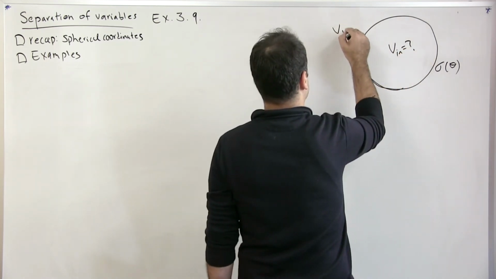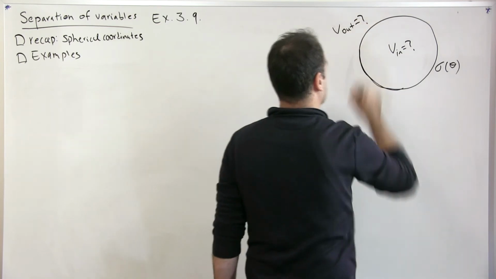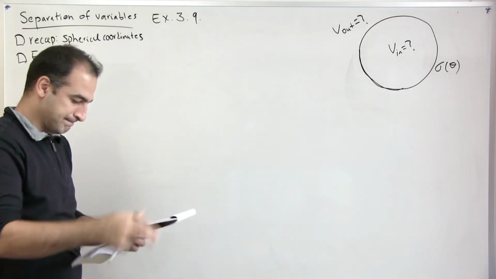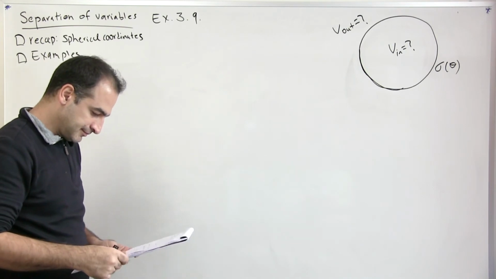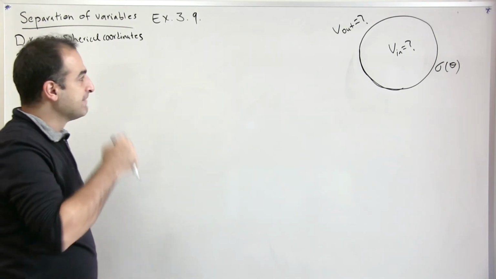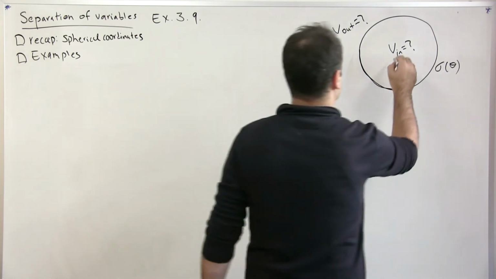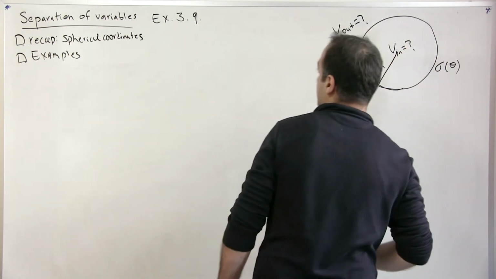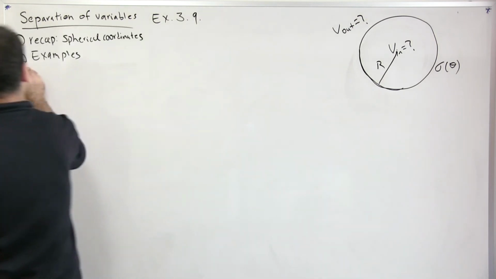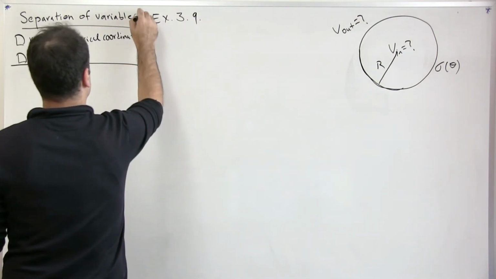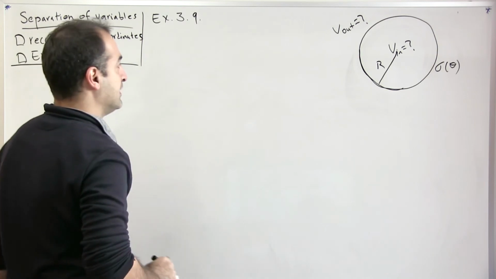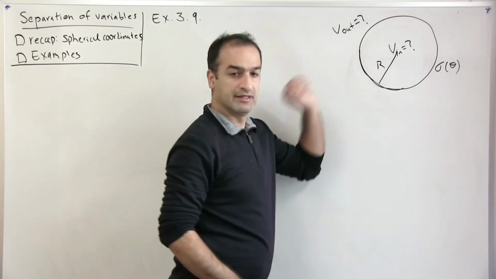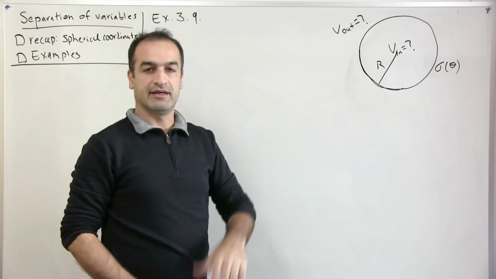And what is the potential outside the surface? Okay. So we are considering the radius being capital R. Now we have a situation where we are looking at both inside and outside the sphere.